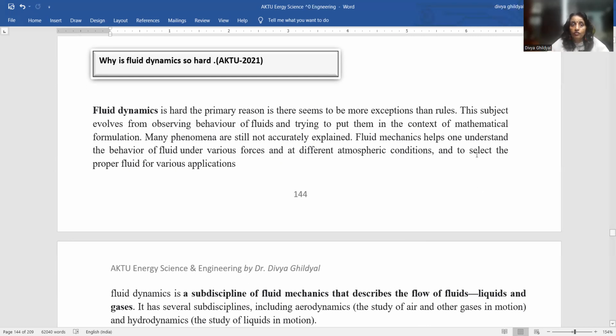This subject evolves from observing the behavior of fluids and then trying to put them in the context of mathematical formulation. Here, I will make you do one derivation of pressure difference. I will make you understand Bernoulli's principle and how this pressure difference can also be used for generating energy. Plus, fluid dynamics is a very good research field in the current scenario.